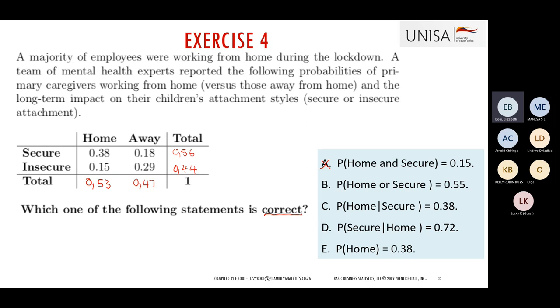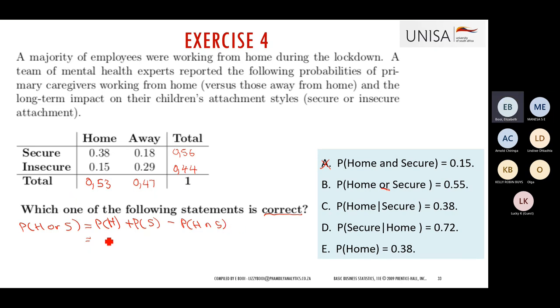The probability of home or secure. Now, this one you need to calculate. As long as there is an or, you will have to calculate. So the probability of home or secure is given by the probability of home plus the probability of secure minus the probability of home and secure. So now you have all the probabilities. You just substitute and calculate.